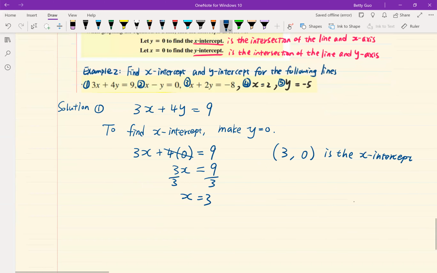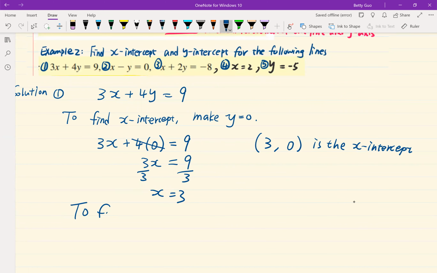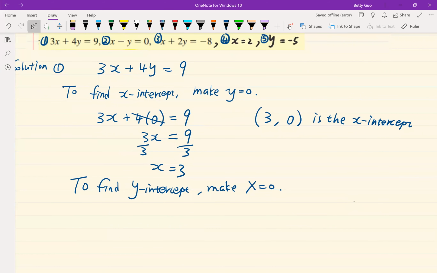Let's see how do we find the y-intercept. To find y-intercept, we make x be 0. Yeah, you want to write that down as well. We make x be 0 and solve for y. Let's see, how do we make x be 0, solve for y?